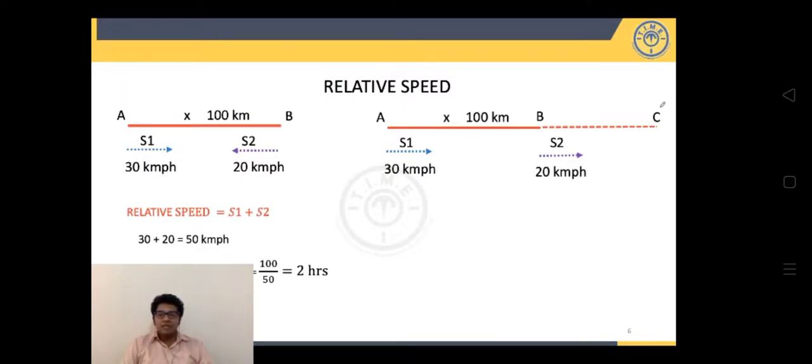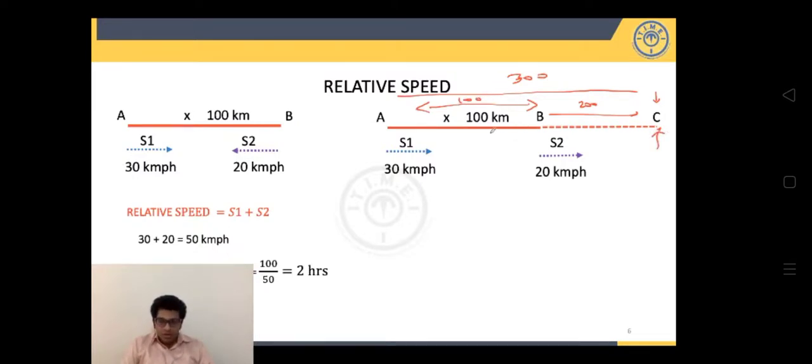If they are meeting at C, then after 10 hours both of them will be at this particular point. In 10 hours, B would have traveled 200, and A would have traveled 300. So this distance should be 100, which is actually given as 100. Got it? So therefore they will meet at this point C.